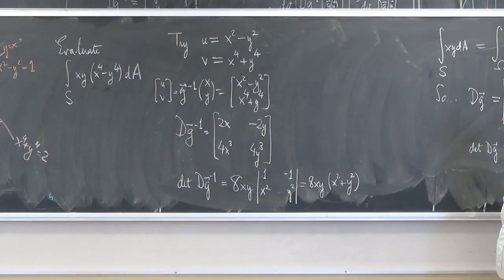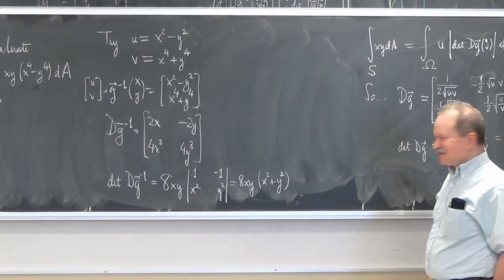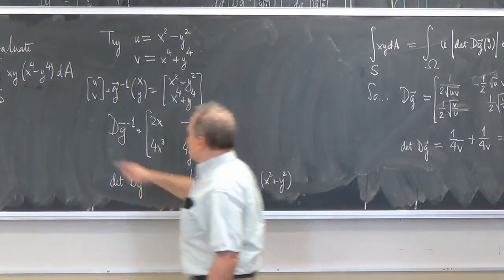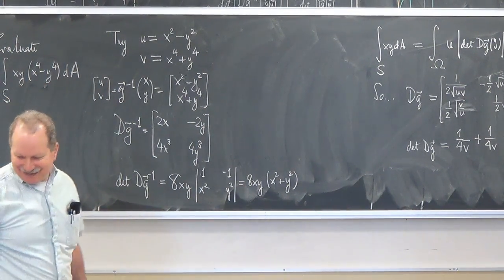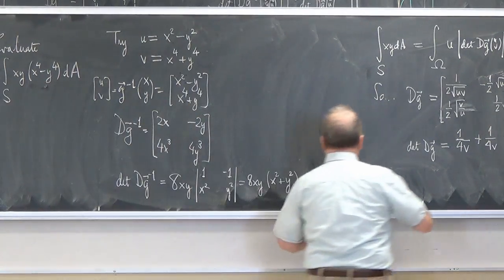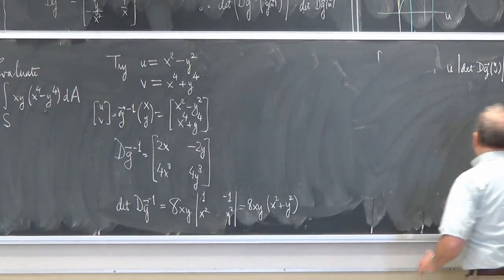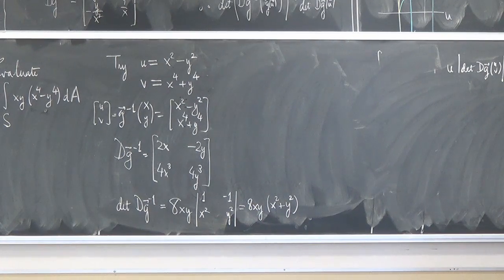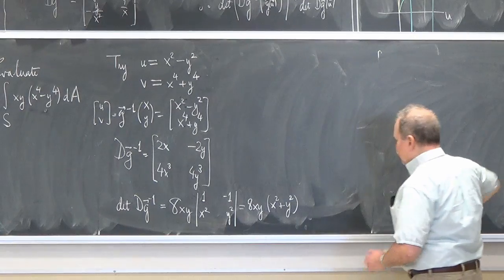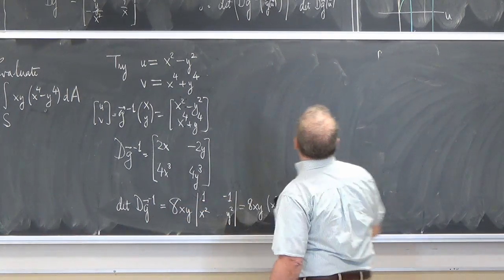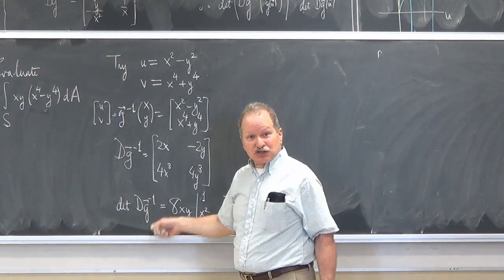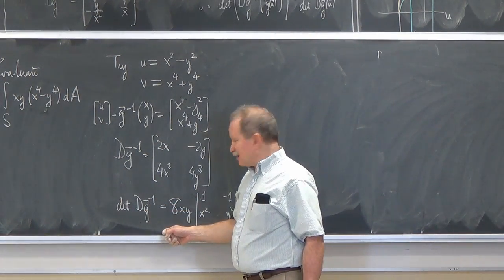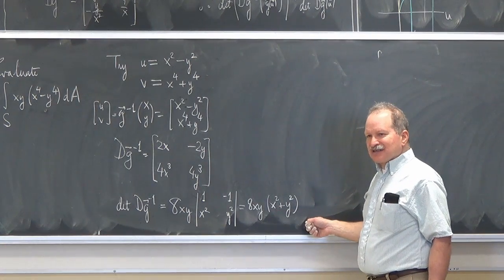Now, isn't that interesting? xy, xy. So if we multiply x squared plus y squared times x squared minus y squared, what happens here? Then it becomes 1 over 8xy. So remember, for the change of variables, you need the absolute value of the determinant of dG, which is 1 over this. And you're supposed to write it in terms of u's and v's.